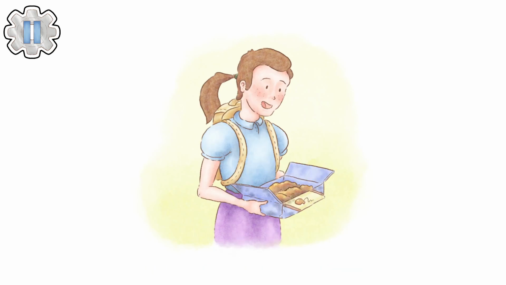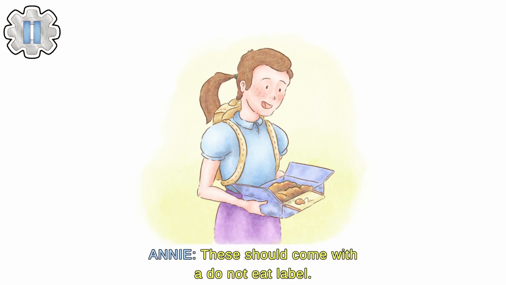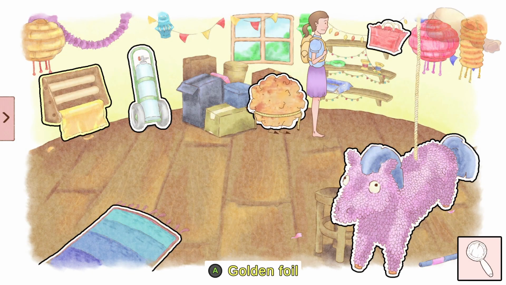Annie opens the box and picks out a deflated balloon. Okay. These should come with a do not eat label. Chocolate brown balloon. Deflated. Added to backpack.